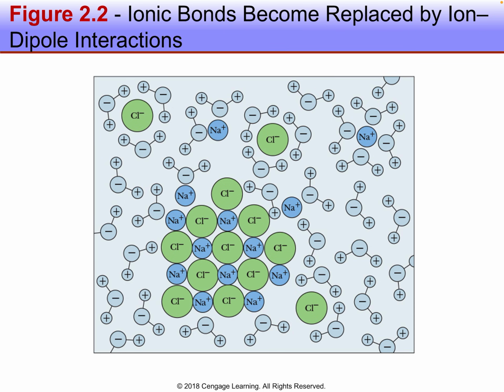So this illustrates ion pair interactions here. And when you have a chloride anion interacting with water, that is an ion-dipole interaction. But the Cl- interacting with Na+, this is an ion pair.